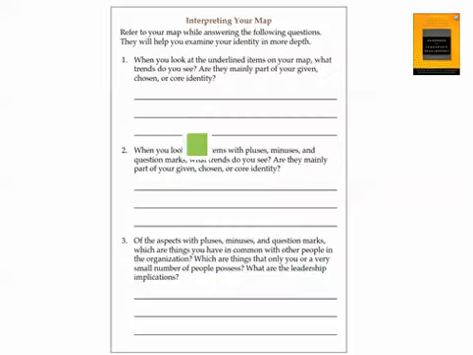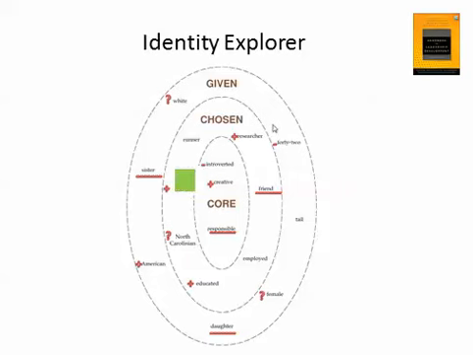And so you make these connections, and when you look at the underlined items in your map, what trends do you see? When you look at the items with pluses, minuses, and question marks, what trends do you see? Of the pluses and minuses and question marks, what are the things that you have in common with other people in the organization? If you do this across your department or across your organization, you might see some very interesting kinds of trends.